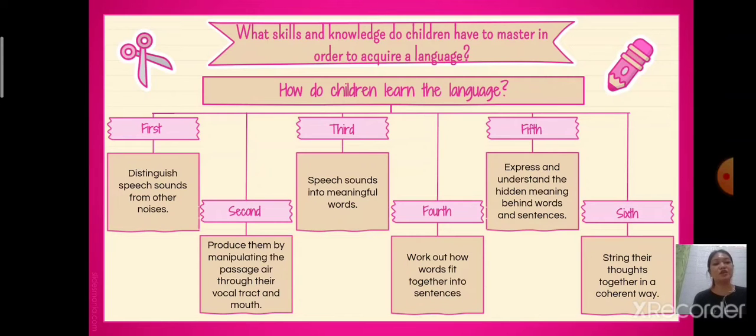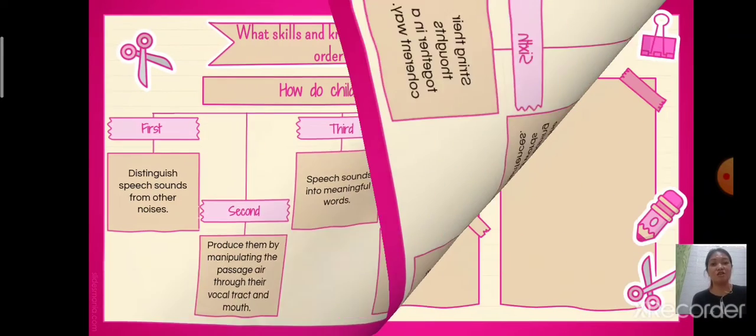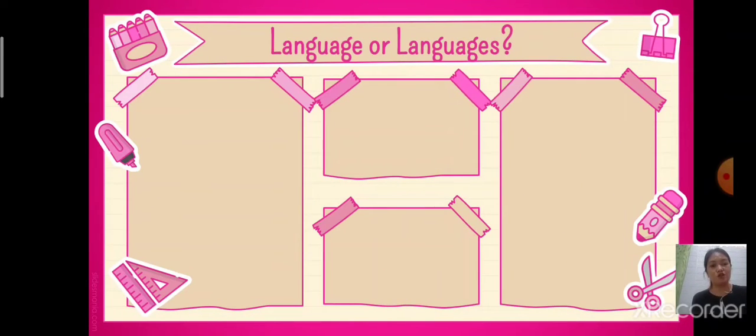Then later on, they are going to produce each sound, and then those sounds will be paired with different sounds to make words, and then that word will have its own meaning. Then words will be connected to other words so that they will form sentences, and then at the end of that stage, the child can now understand and think critically on the different meanings of the sentences they have produced. So that is how a child acquires a language.